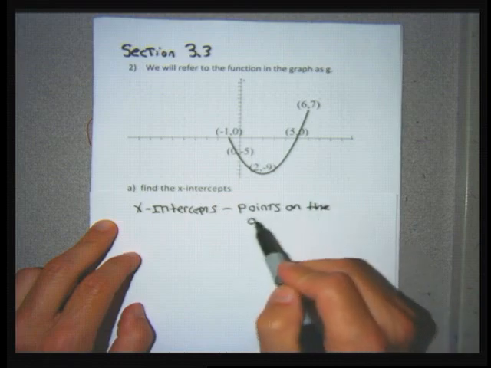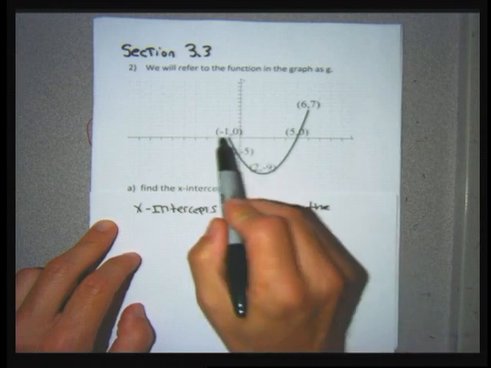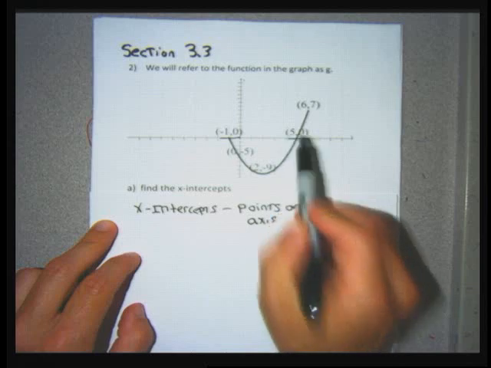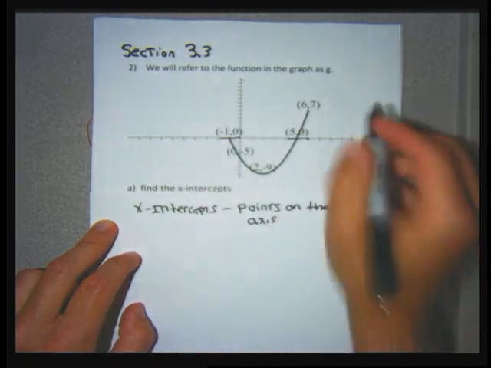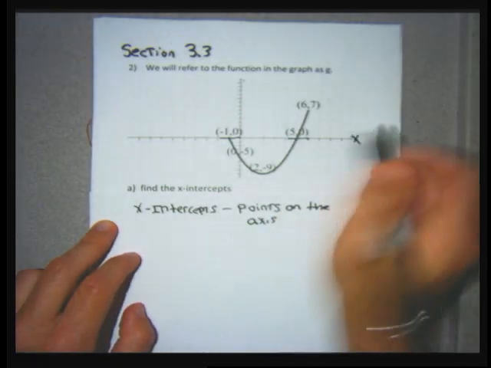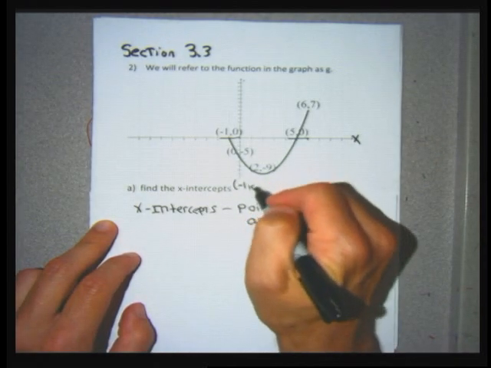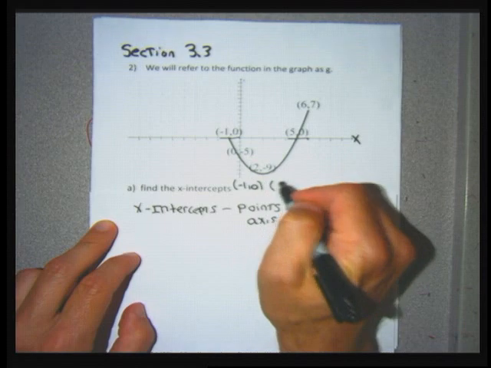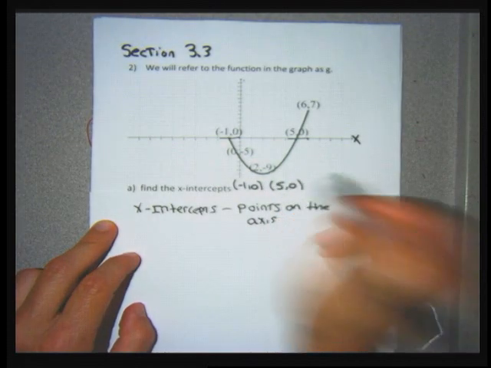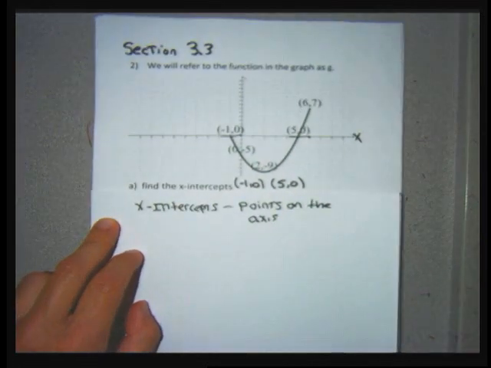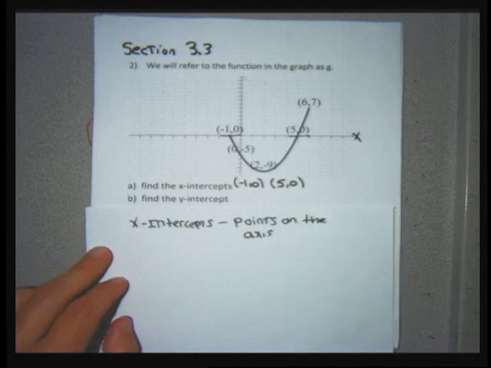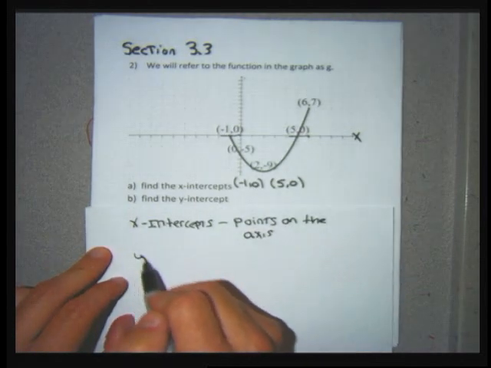And I'm going to write for the x-intercepts (-1, 0) and (5, 0), because the x-axis is the horizontal axis. And the points of the graph that are on that x-axis are the 2 points, (-1, 0) and (5, 0). So that's all there was to do for A. B will be similarly easy.